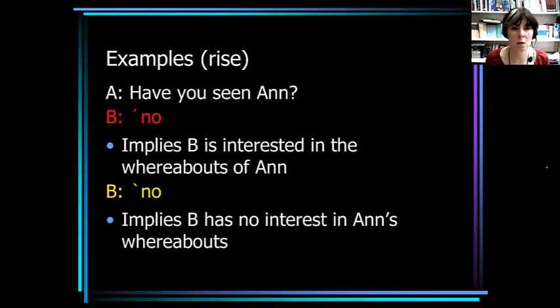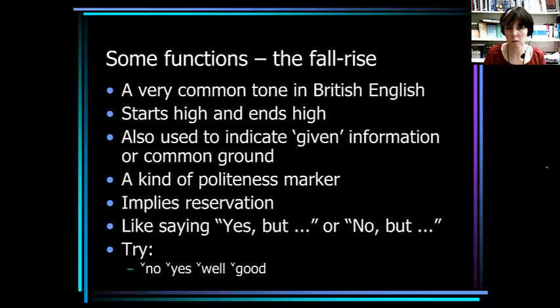Okay, here's another example. Have you seen Anne? No implies that B is interested in the whereabouts of Anne, whereas have you seen Anne? No implies that B is not interested, hasn't seen Anne, doesn't care. So we've got this closing off with a falling tone versus an expectation that the conversation will continue with a rising tone.